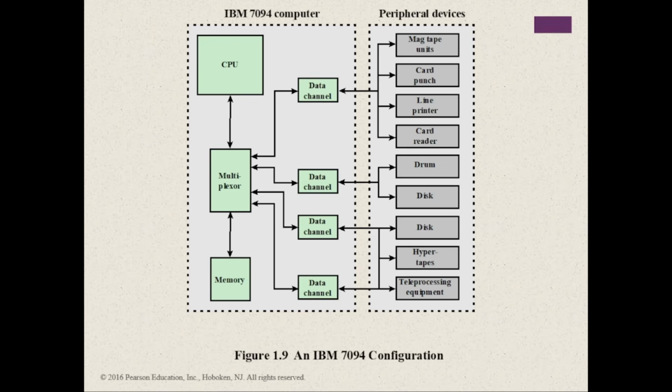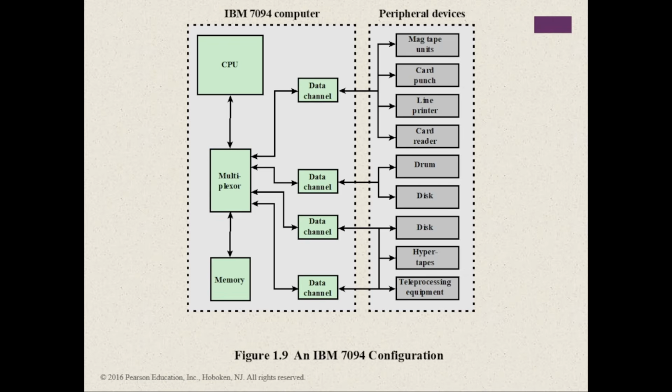And then figure 1.9 also shows a large configuration of peripherals for an IBM 7094. As you can see, the peripheral devices are enumerated here. And then several differences from the IAS computer are worth noting. The most important of these is the use of data channels. As we can see, we have data channels here.